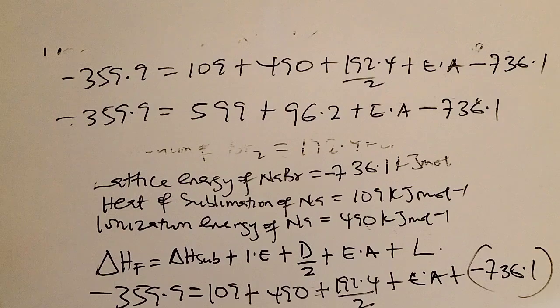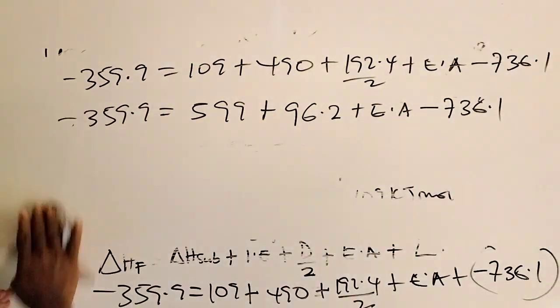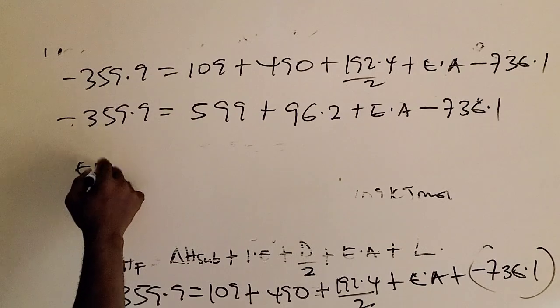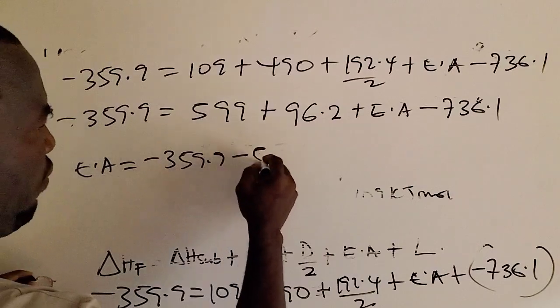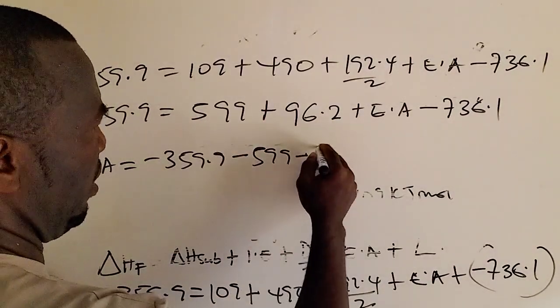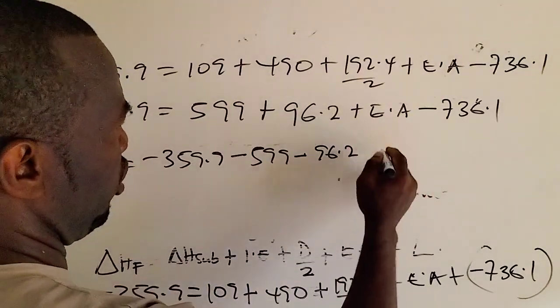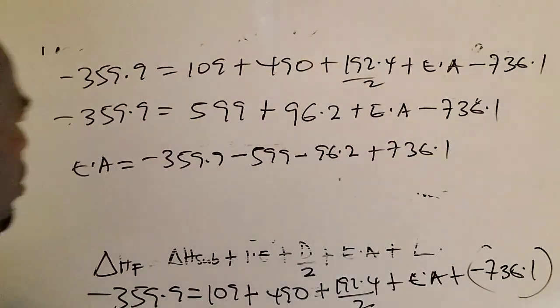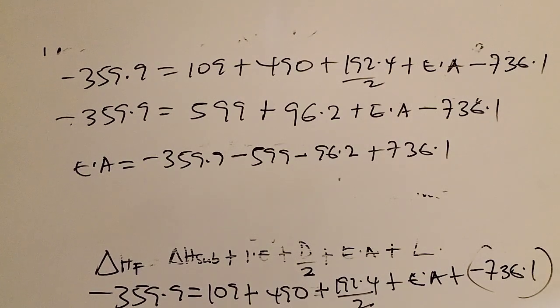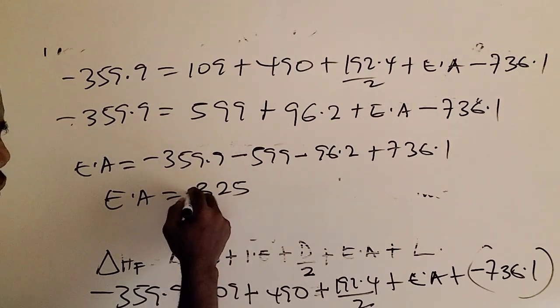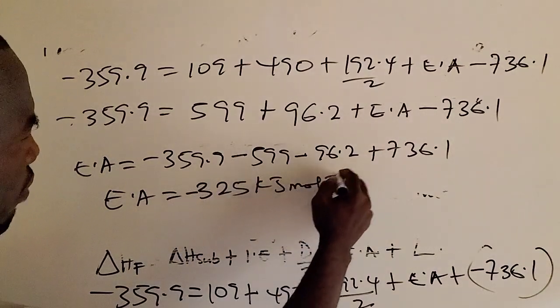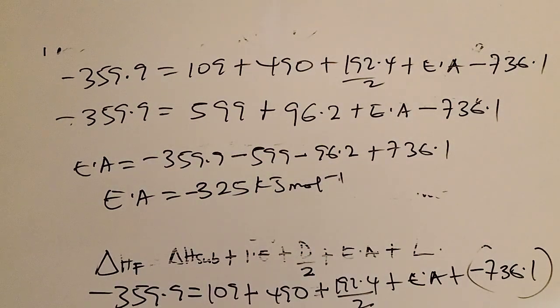So to get my electron affinity, I'll collect like terms. My EA becomes equal to minus 359.9, crossing over minus 599, crossing over minus 96.2, crossing over, and plus 736.1. So solving this out, the electron affinity will be equal to minus 325 kilojoule per mole as our final answer to that question.